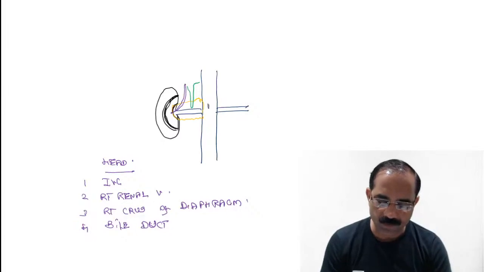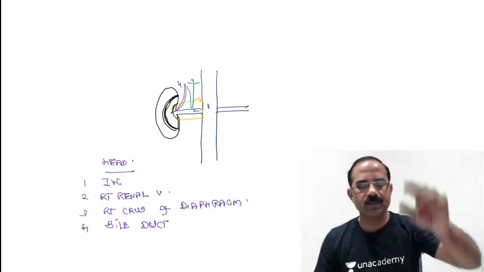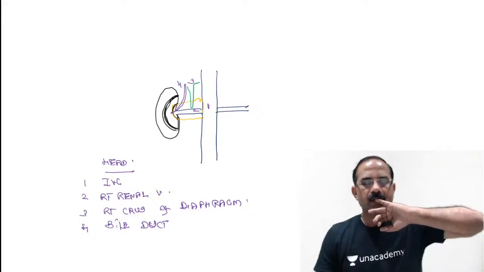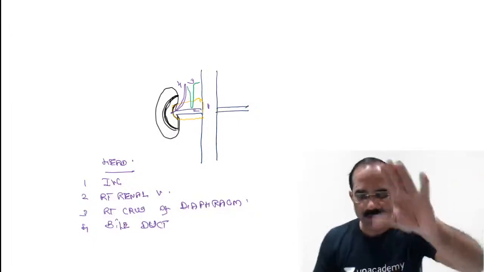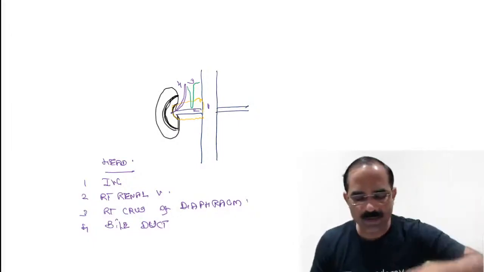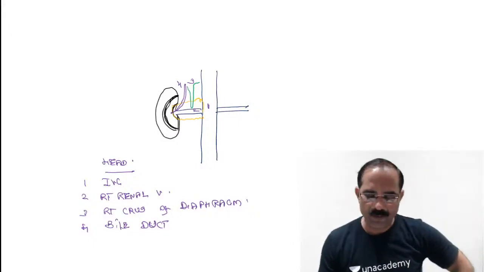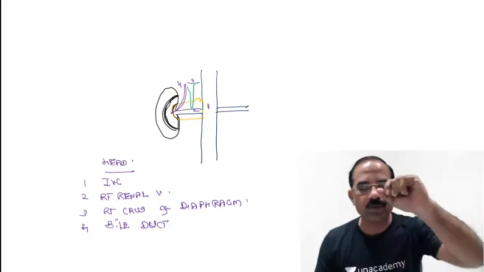So one is the IVC, second is the right renal vein, third is the right crus, and fourth is the bile duct. Is this clear, students? Is this clear? So that yellow structure I've drawn is the head of the pancreas. Dikh raha hai na ye? You can see this one. Okay, so that's perfect. Be very clear, इस पे बहुत MCQs हैं.